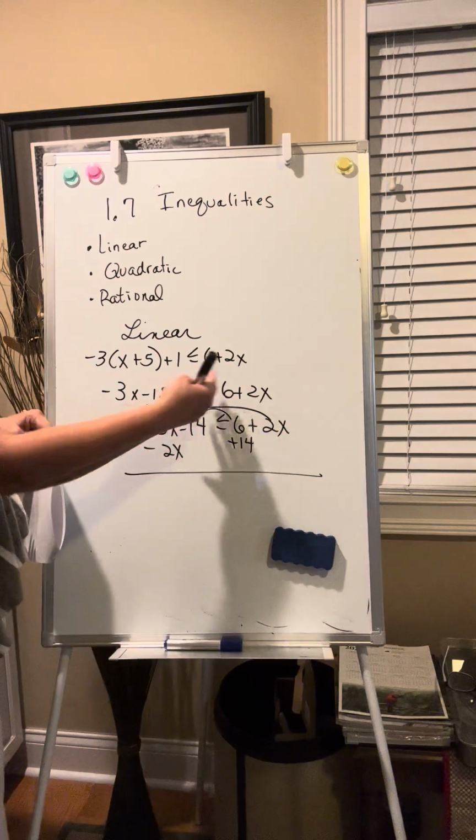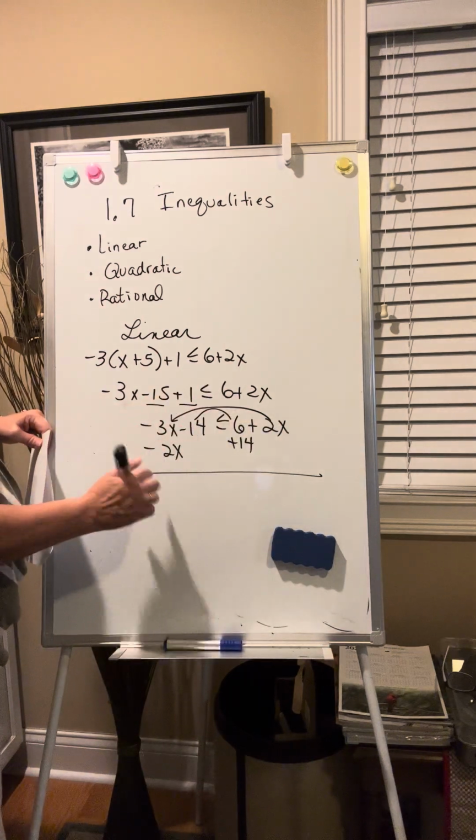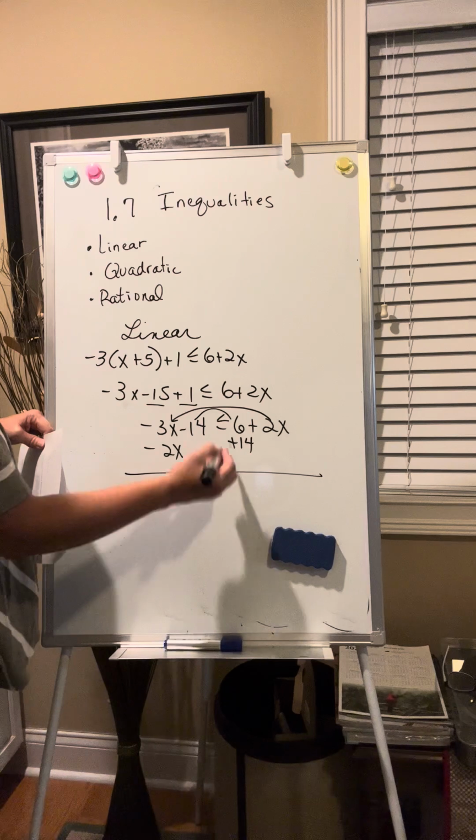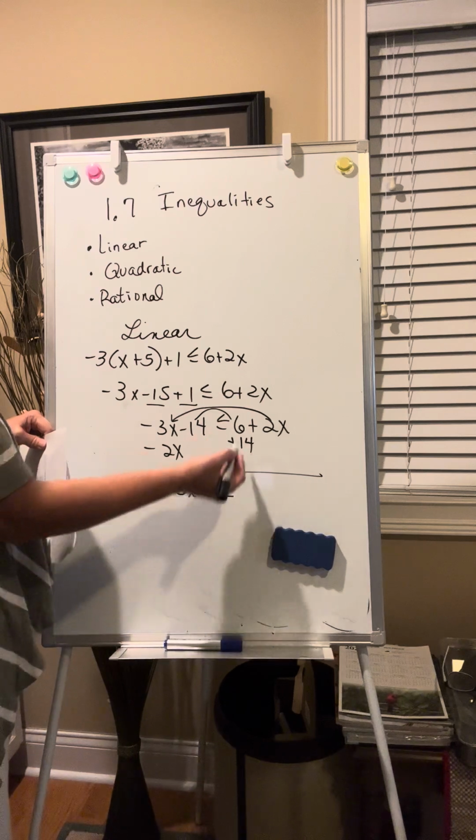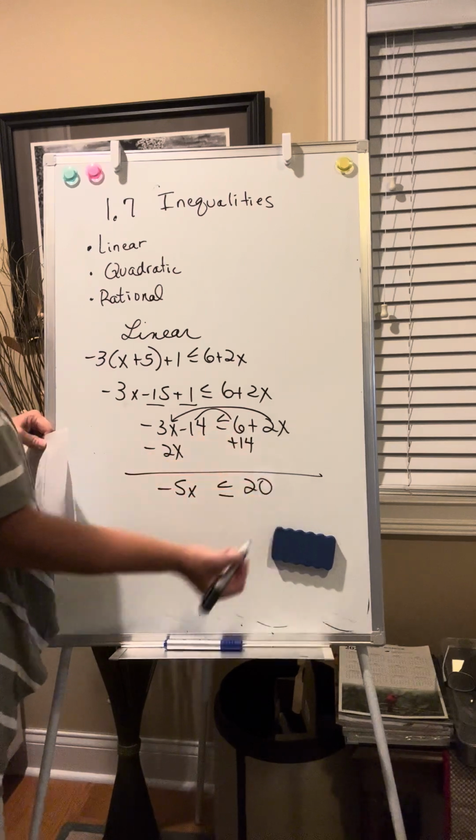So I would bring the 2x to the left. Negative 3 and negative 2 makes negative 5x's. Still a less than or equal to. 6 and 14 is 20.